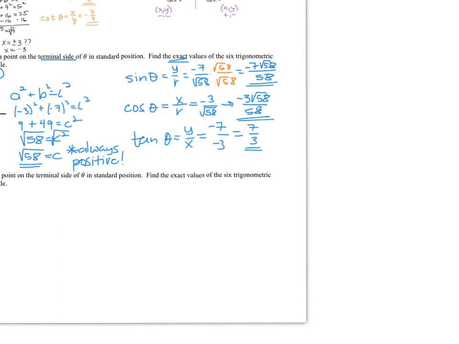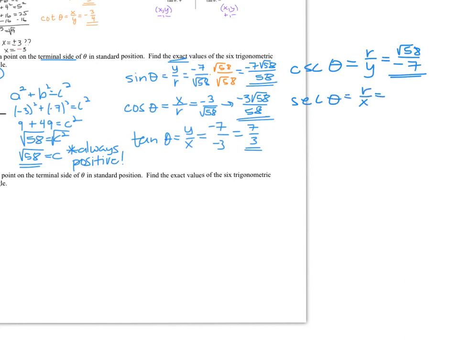All right, let's do the reciprocal functions. Those will go pretty quick. The reciprocal of sine is cosecant. So hopefully you have some room to get this to fit. These should fit pretty nicely. Cosecant is r over y, and that's just square root 58 over -7. So the square root's already in the numerator. Excellent. The reciprocal of cosine is secant, and that's r over x.